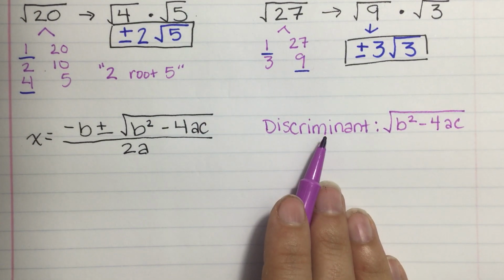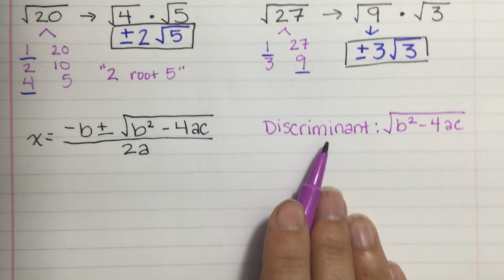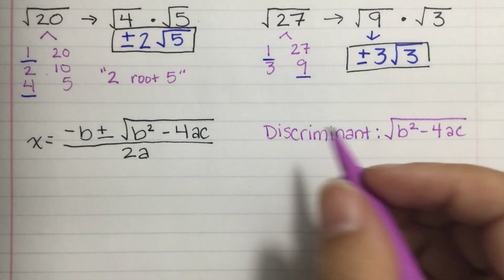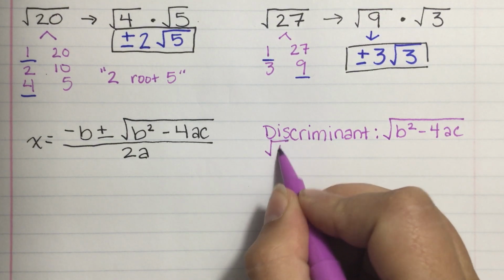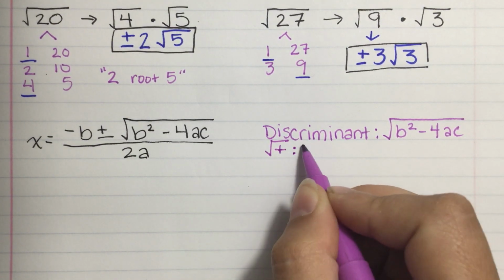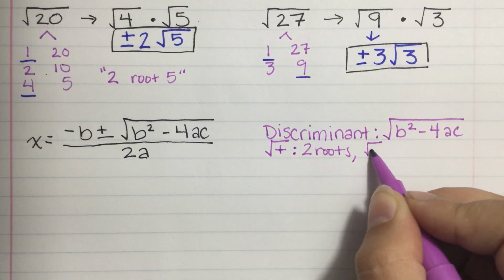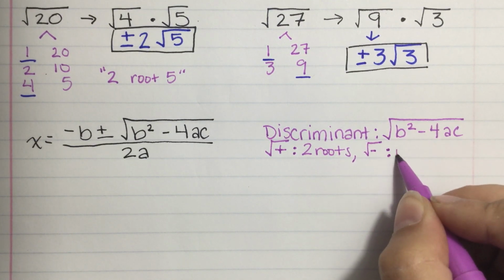There's a separate set of notes about this, and you guys can check that out. There won't be a video about it, but just as a little note for you guys, if it is a positive number, there are 2 roots. If it is a negative number, there are no roots.